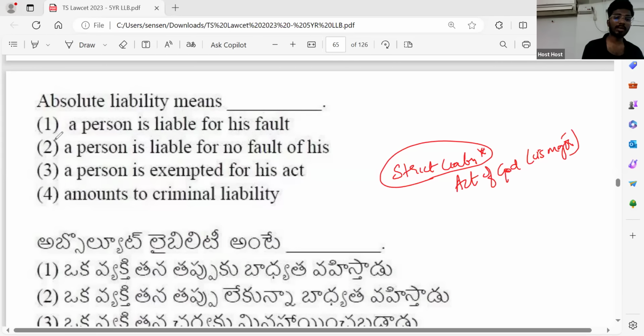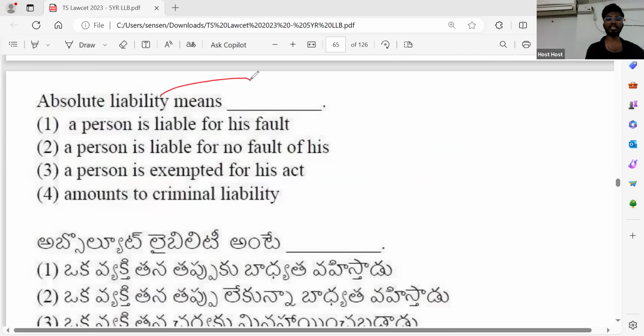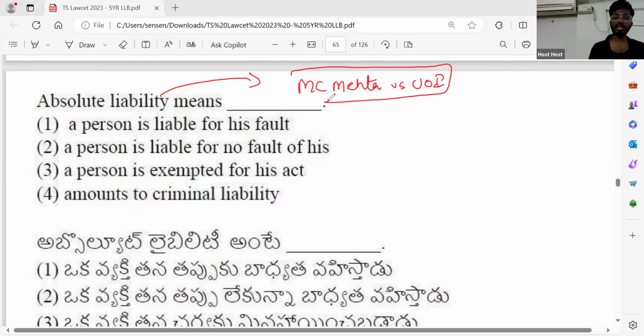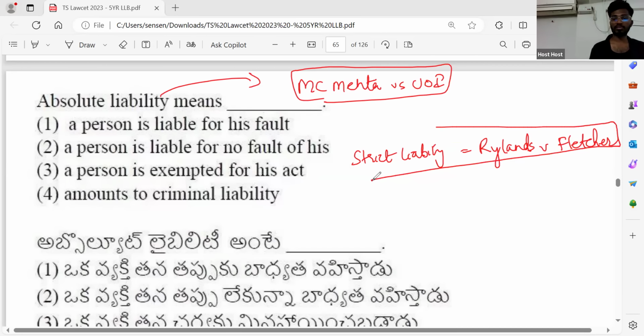In which case was absolute liability evolved? It was evolved in a case known as MC Mehta versus Union of India, right? So the concept of absolute liability was given by the Indian Supreme Court only, whereas the concept of strict liability was given by the English court, in the case Rylands versus Fletcher. In Rylands versus Fletcher, the concept of strict liability was evolved. But the Supreme Court said that this strict liability will not apply in India. So we will apply only the concept of absolute liability. Okay, so that is again important.